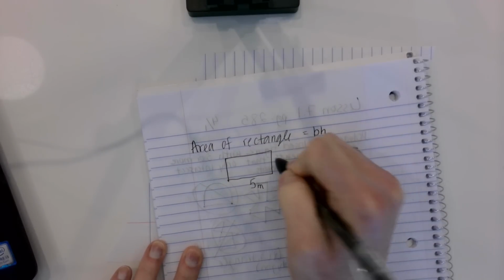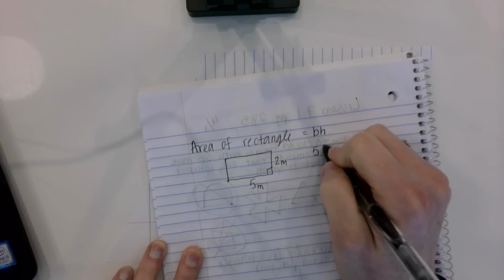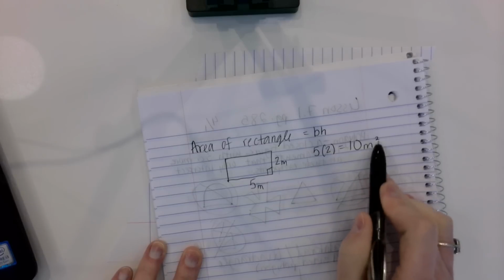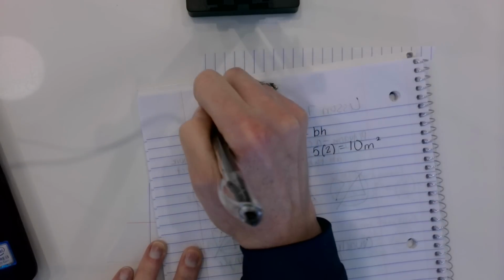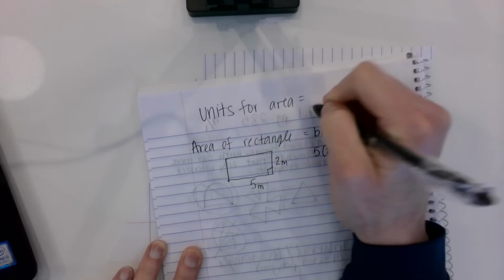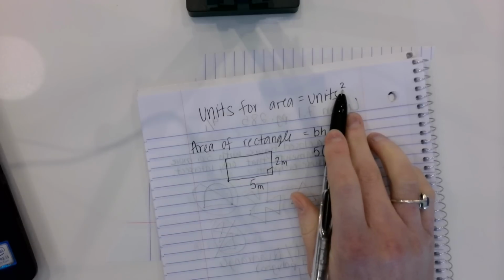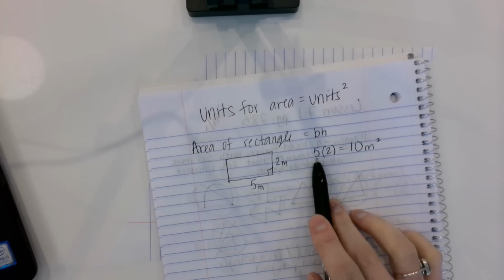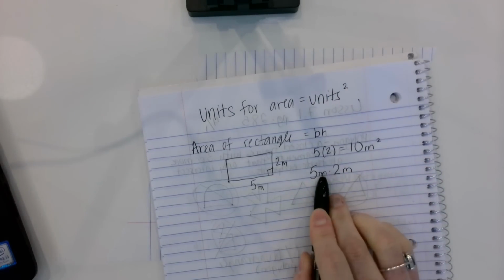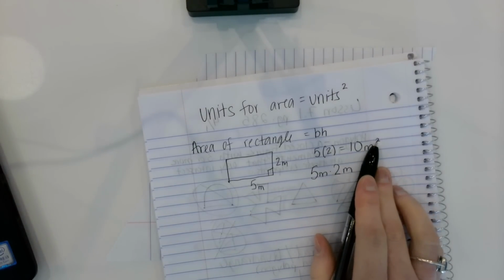Okay, area of that rectangle here, base times height. So if I have 5 meters here and 2 meters here, the base and the height form a right angle. 5 times 2 is 10. And then your units are meters squared. So for area, your units are meters squared. Or your units for area are units, whatever they are, feet, inches, meters squared. The reason for that is because if you have 5 meters times 2 meters, you're multiplying meters times meters, and we know that we represent repeated multiplication with an exponent. So meters squared.